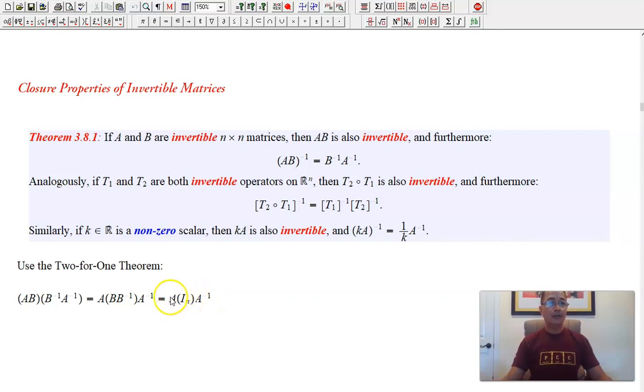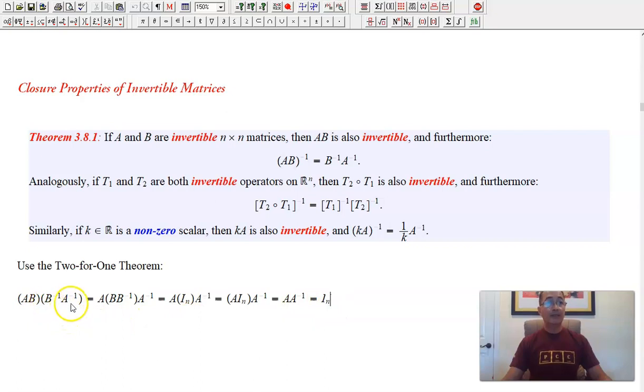Again, we can choose to regroup this product into any grouping we want. So we can do A times I_n times A inverse. And of course, A times I_n is simply A. Any matrix multiplied by the identity is the same matrix. A times A inverse is your identity. So there you go. If you multiply AB by B inverse A inverse, after 4 or 5 steps, we get the identity.